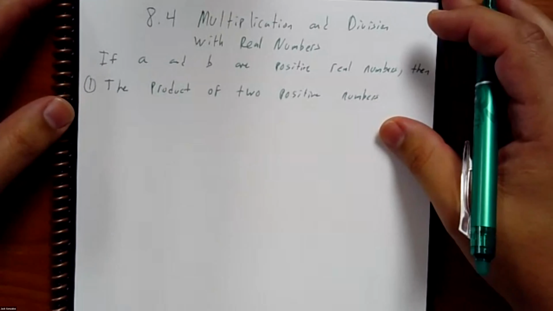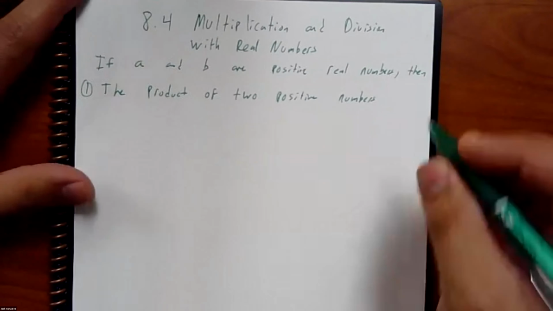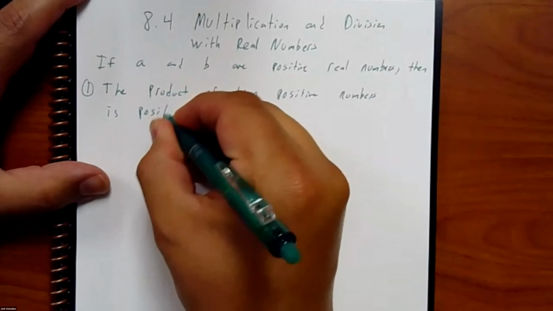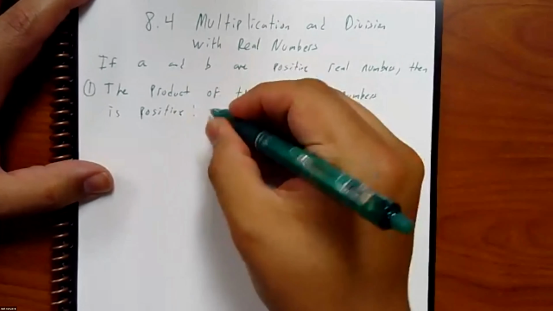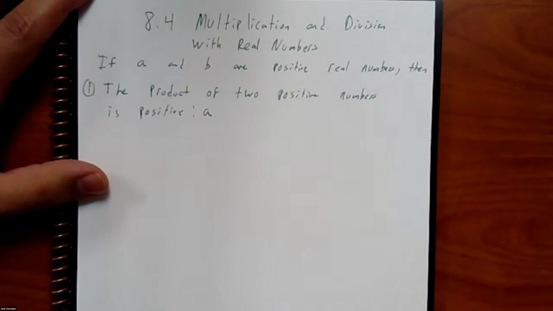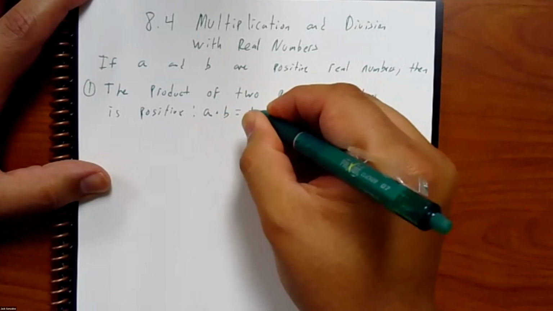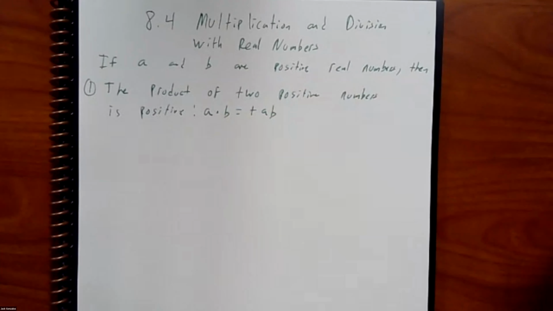Anyway, that's inconveniences. All right, the product of two positive numbers is positive. A times B is going to be positive AB. If they're both positive, obviously, they stay that way, right?